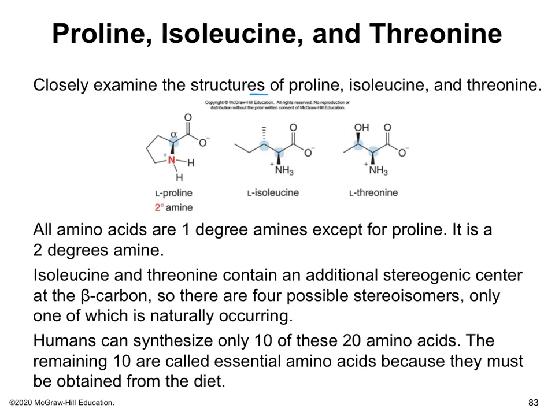So if you look at proline, isoleucine, and threonine, they also contain stereogenic centers other than just the alpha stereogenic center. Humans can synthesize only 10 of these 20 amino acids. The remaining 10 are called essential amino acids. They must be obtained from the diet.